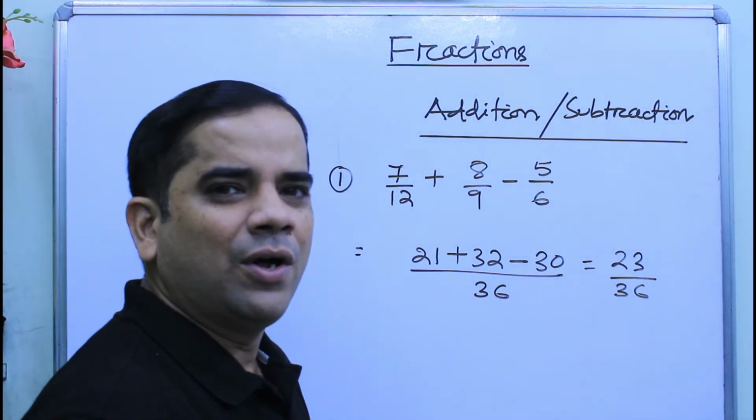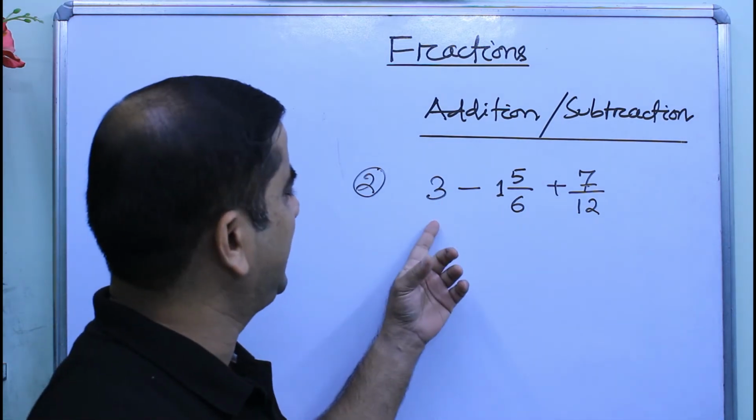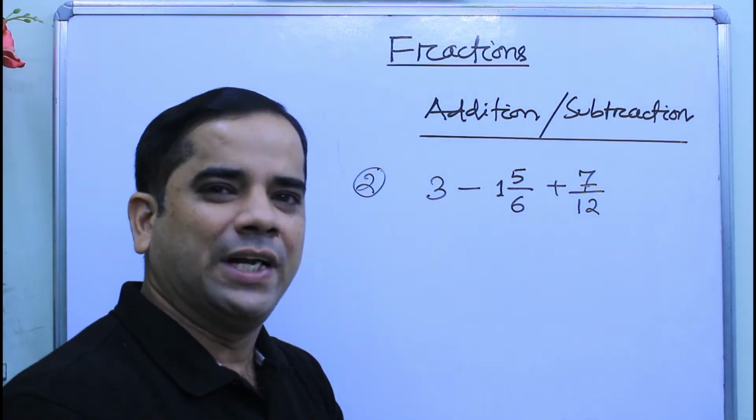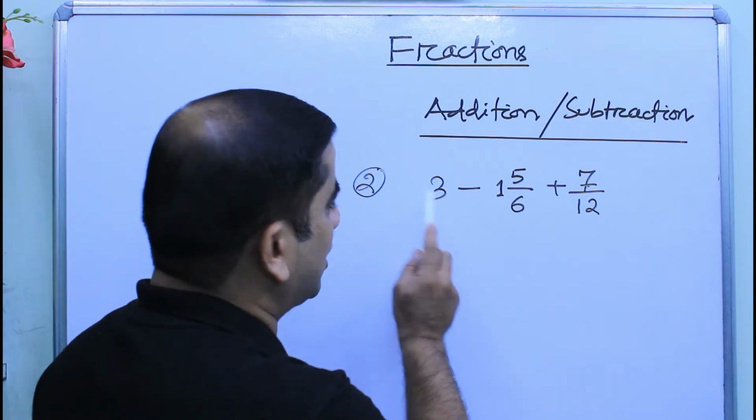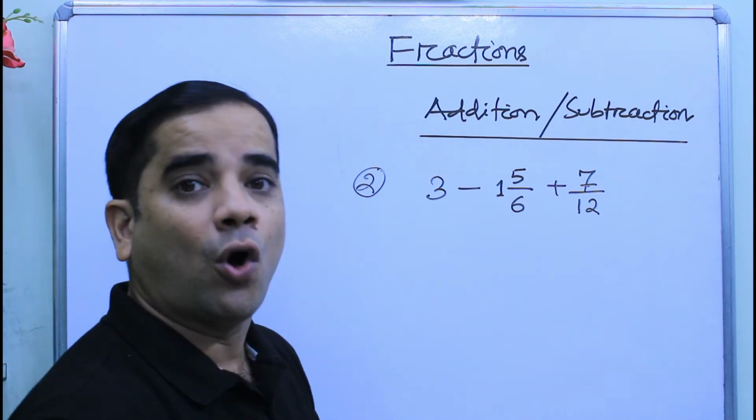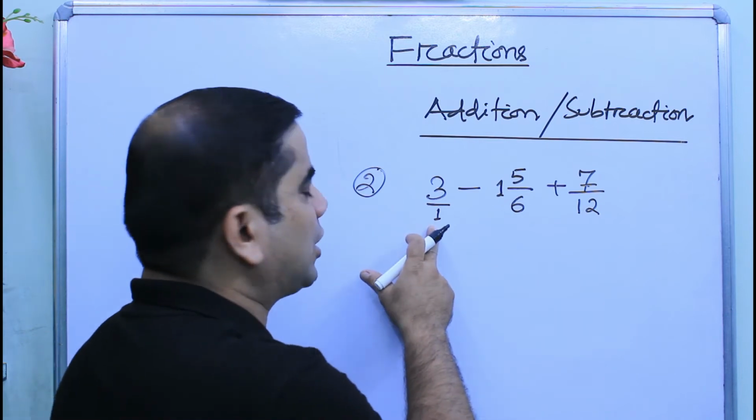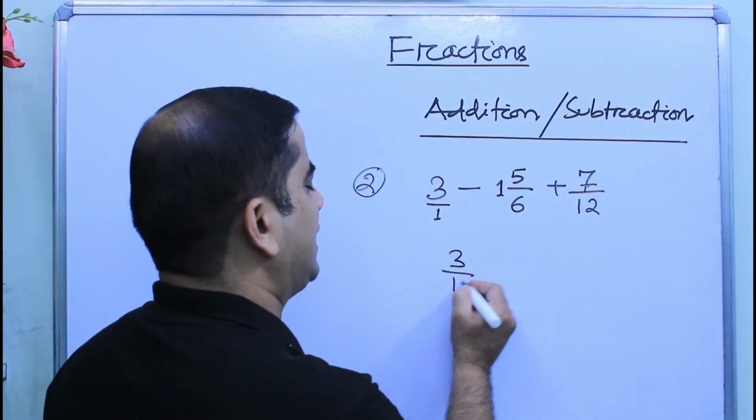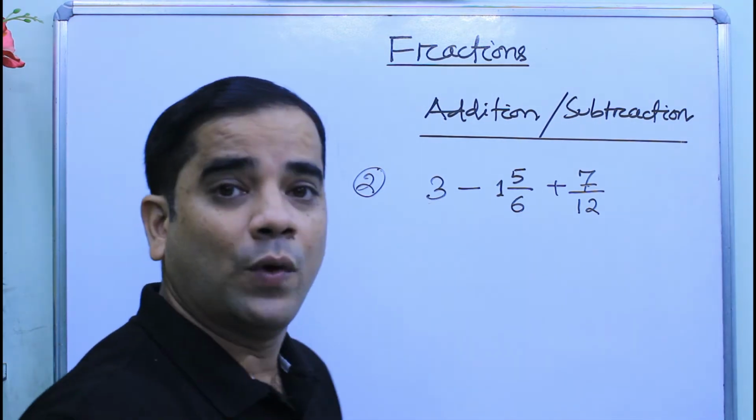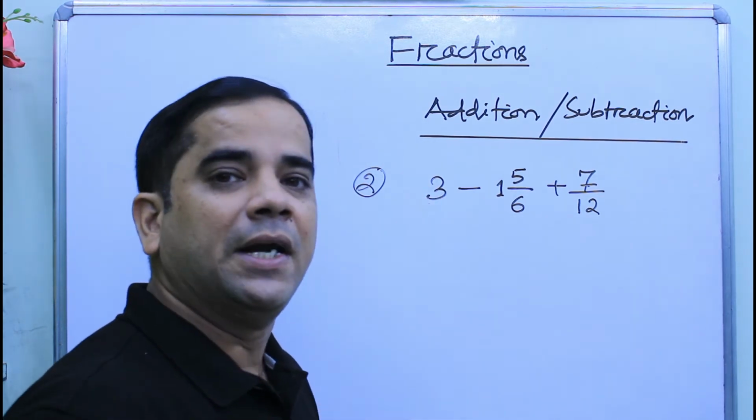So now let us discuss another question. Okay, suppose you have a question like this, that is 3 minus 1 whole 5 by 6 plus 7 by 12. Most of the students have the confusion about this whole number. Okay, so do not worry. The whole number always has the denominator 1. Okay, we need not show the denominator over here because 3 by 1 is equal to 3. So we need not show the denominator. So whenever you see the whole number, you just need to remember that the denominator is 1.